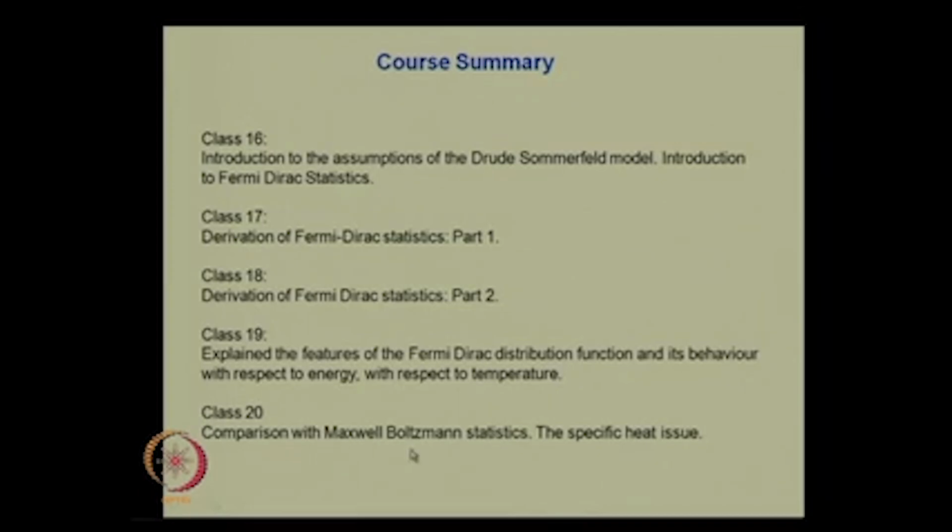So we compared then our results up until that point with what had been obtained using the Maxwell-Boltzmann statistics, and in particular we looked at the specific heat issue and how the Maxwell-Boltzmann statistics or the Drude model dealt with the specific heat issue as opposed to how the Fermi-Dirac distribution and therefore the Drude-Sommerfeld model, which is an improved model, dealt with the same specific heat issue.